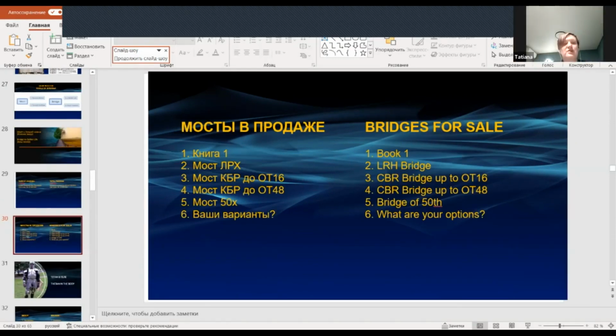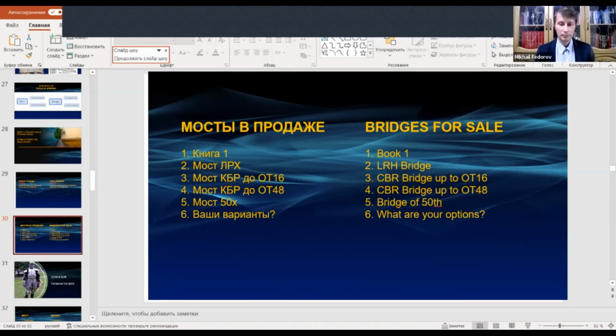Let us look at the bridges that are available for sale at the moment. The second one is what's called the LRH bridge in the free zone. It includes processes up to OT7, including knots and OT8. The next bridge that is available for sale and that we can actually use and progress on is Captain Bill's bridge up to OT16.